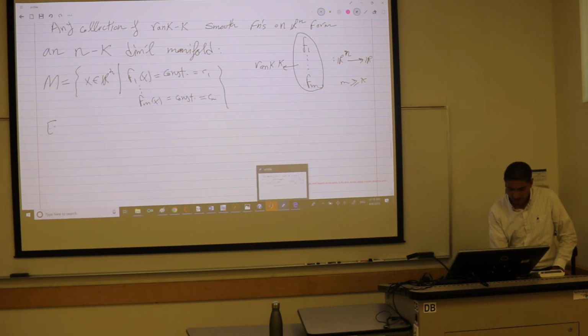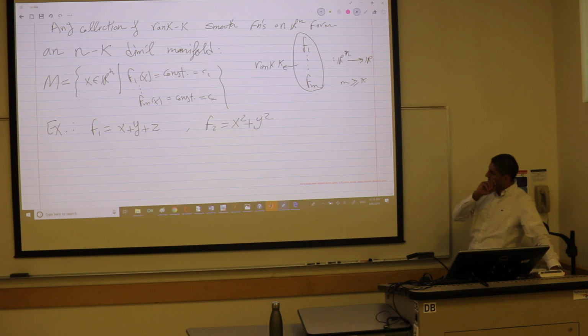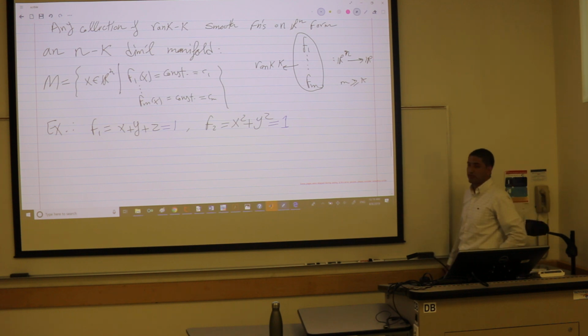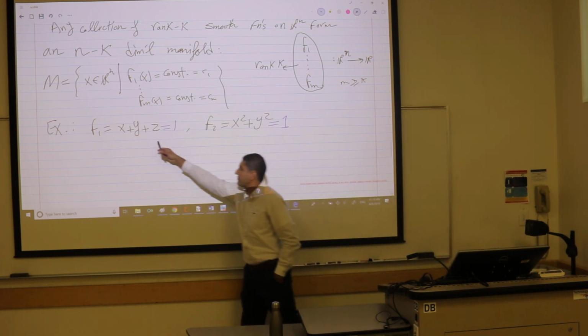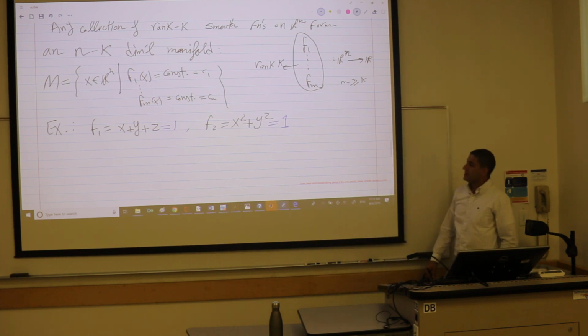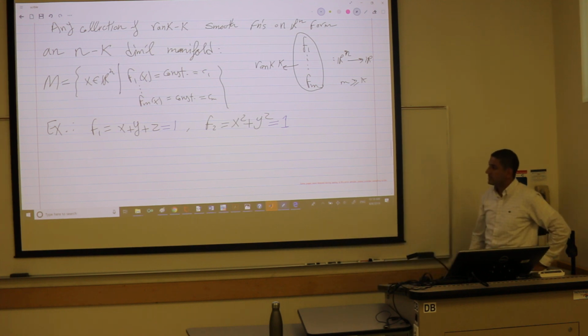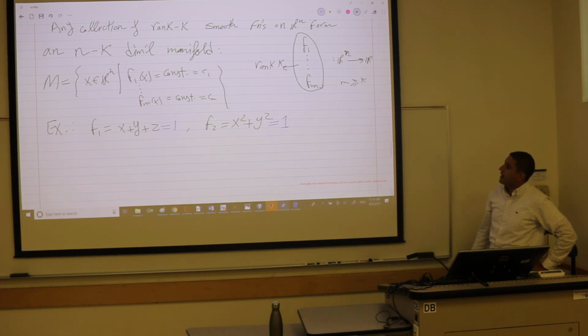Let's see an example. So we have f1 is x plus y plus z. This is a function on R3, and f2 is another function, x squared plus y squared. Okay? So the level set where this is 1, some constant, maybe this is another constant, but for simplicity let's choose 1 for both of them. Okay? So this is a level set, this is a level set. The set containing these two level sets, the intersection of them, is a manifold. And we can prove that easily here. Let's visualize first.